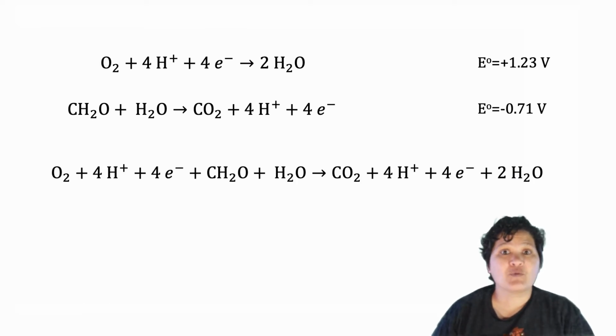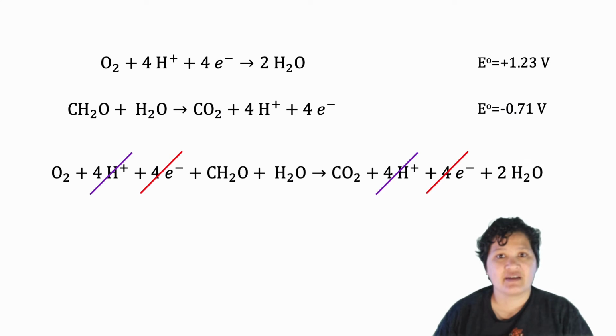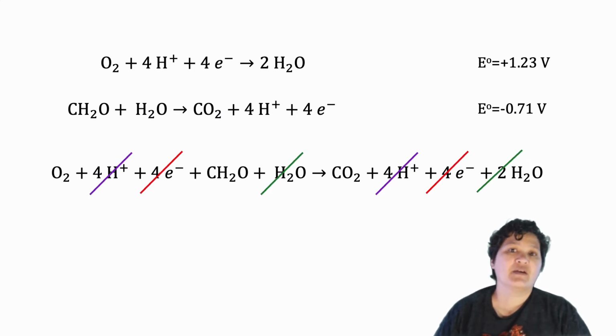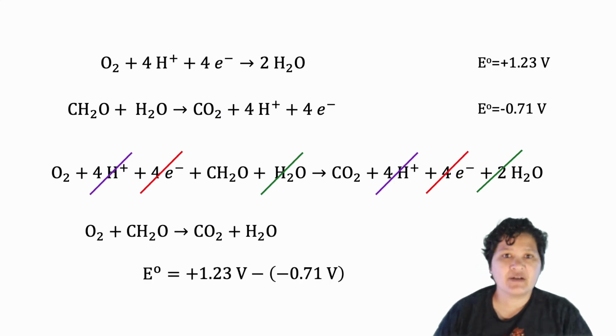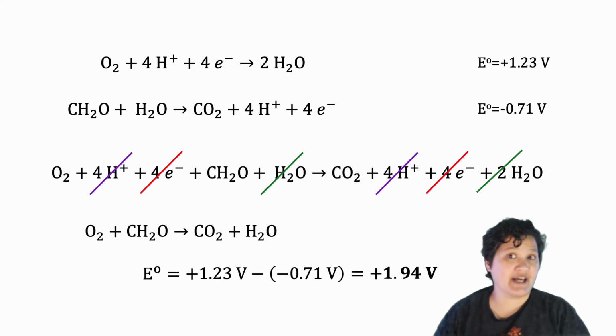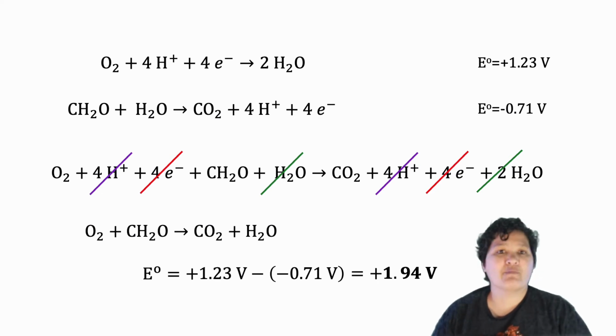Once we do that, we can again cancel out anything that appears on both sides of the equation. Not only can we cancel out the electrons this time, we can also cancel the hydrogen ions, as well as 1 water molecule on each side. So again, here we have our final balanced reaction, and we can calculate our E0 value. We have 1.23 minus negative 0.71, which gives us an E0 value of 1.94 volts. So you can see that this is much larger than the value we calculated for the iron reduction.